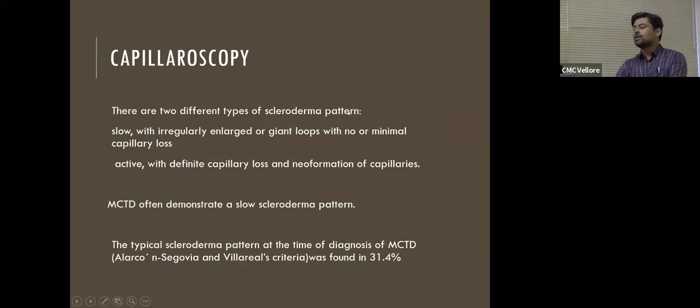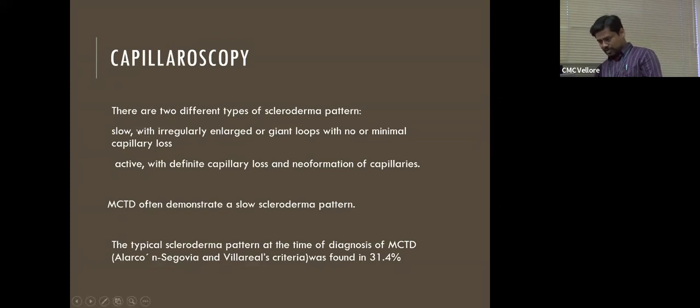So usually scleroderma has early, active and late patterns. Sometimes we just say slow and active pattern. MCTD usually has a slow pattern of scleroderma if you look at the capillaroscopy, which shows irregularly enlarged or giant loops with not much capillary loss. Once capillary loss has happened, it means that the vessels are already damaged and not much activity is happening.